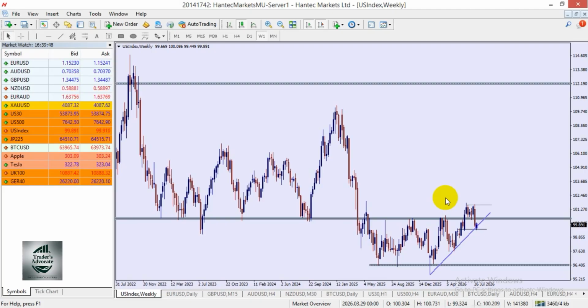Hence the reason most of you this year have blown several accounts. Why so? Because the dollar index has been in a range. I've been trading between this high and this low.